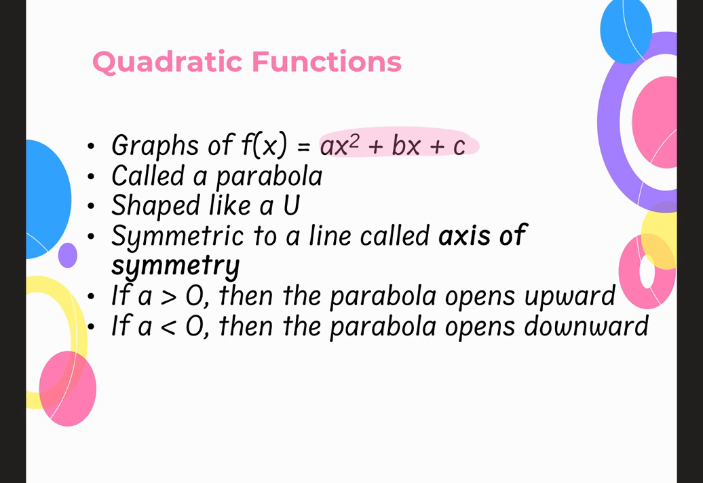The graph is called a parabola. It is shaped like a U. It is symmetric to a line called the axis of symmetry. So the line that runs vertically through your vertex is called your axis of symmetry. If the term on the front of your x squared is positive, then my parabola opens upward. And if it's negative, it opens downward. All stuff we already know, hopefully. We're just going to get way more specific than we did when we did our transformations.